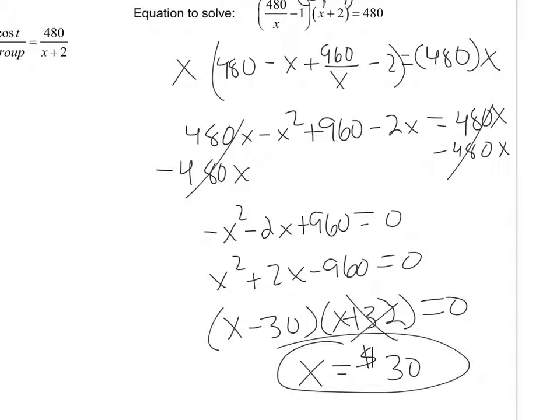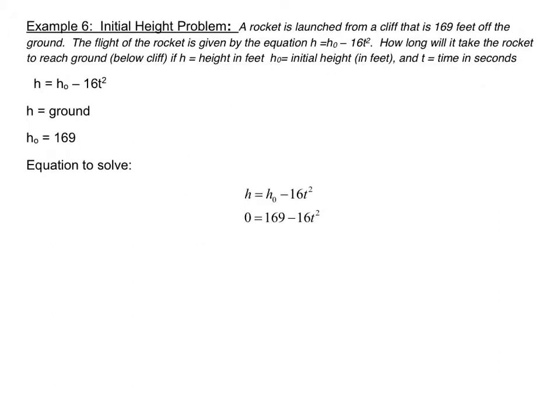Let's take a look at one more. Alright. It says a rocket is launched from a cliff that is 169 feet off the ground. The flight of the rocket is given by the equation h equals h naught minus 16t squared. How long will it take the rocket to reach the ground?